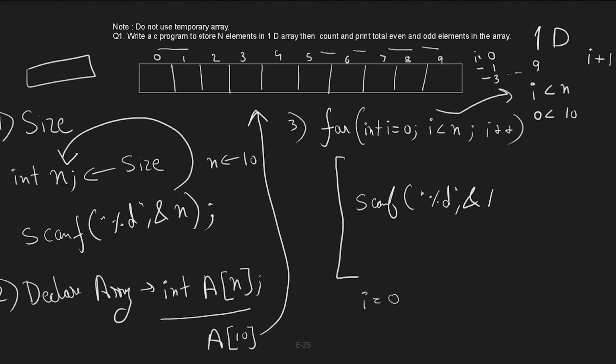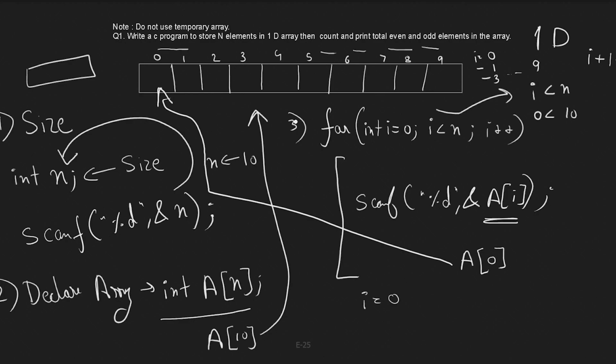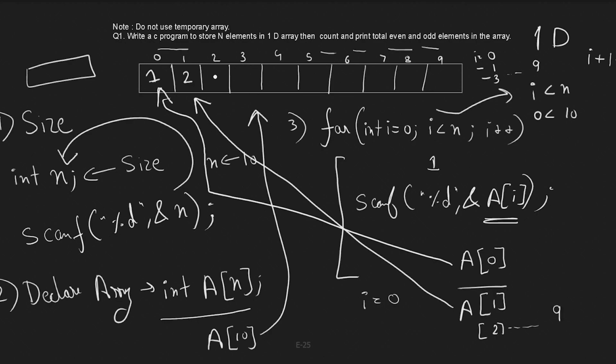From a[i], we can enter value to every memory location of the array. a[0] will insert an element to the 0th index of the array, and then a[1] will insert an element at index position 1 of the array, and so on. It will fill all of the array till the condition becomes false.